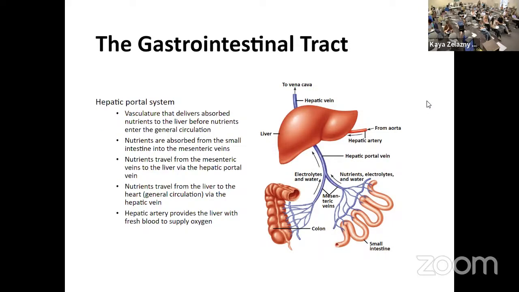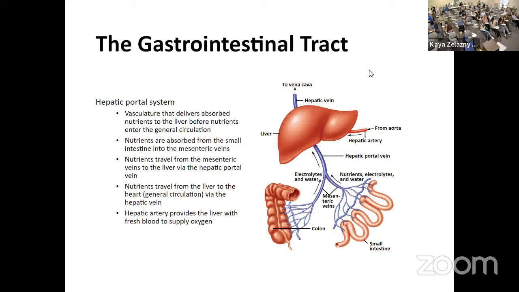So details on that hepatic portal system, right? The vasculature that's delivering absorbed nutrients to the liver is called the hepatic portal system. These nutrients have to go through before they enter general circulation. The nutrients originally are getting absorbed from the small intestine into the mesenteric veins. They're traveling from those mesenteric veins to the liver. They go through the hepatic portal vein to get there. And then they travel from the liver out through the hepatic vein to the vena cava and then back to your heart before they then get to travel around with the rest of your blood.